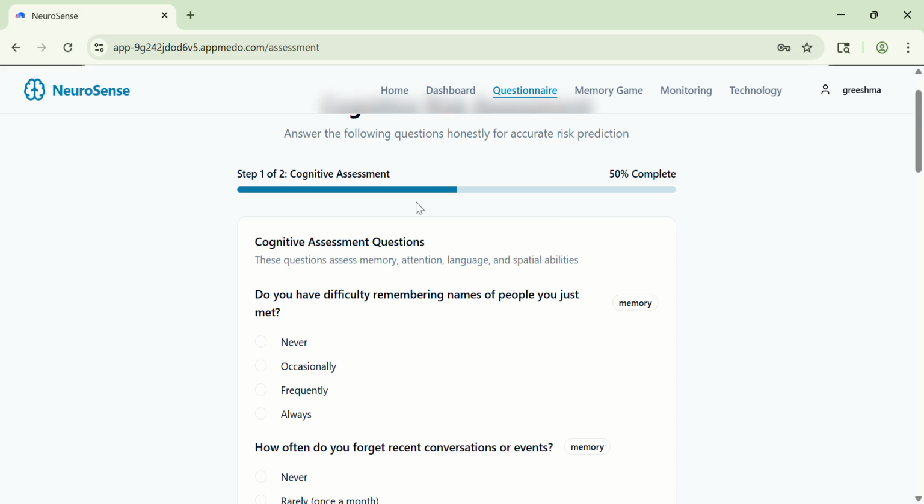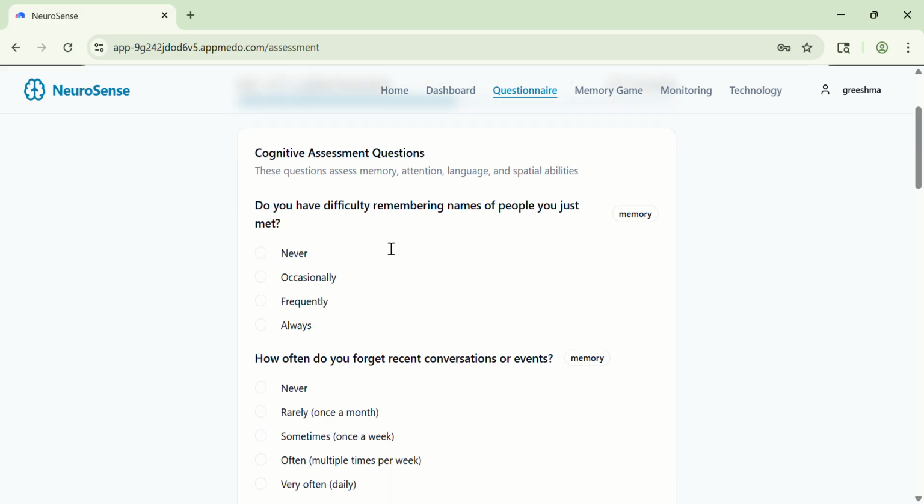These questions the user can answer easily without any medical knowledge. Based on the answers, the system gathers useful information about the user's condition. This information is then combined with the cognitive test result and sent to the AI model for analysis. By including this questionnaire, the system can understand the user's condition better and improve the accuracy of the final risk prediction. Here, the user answers some basic questions about memory and daily activities.